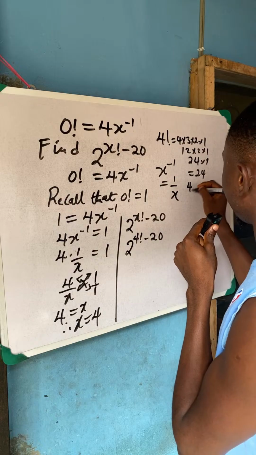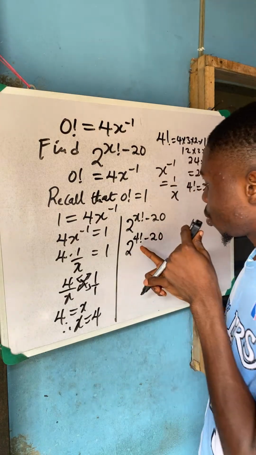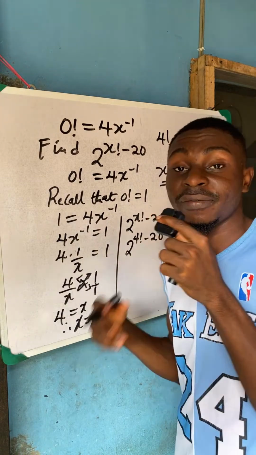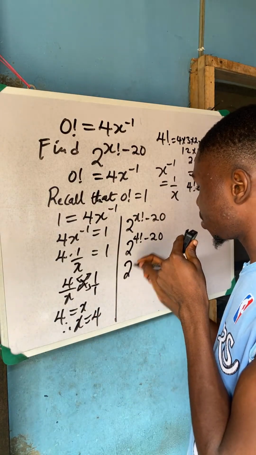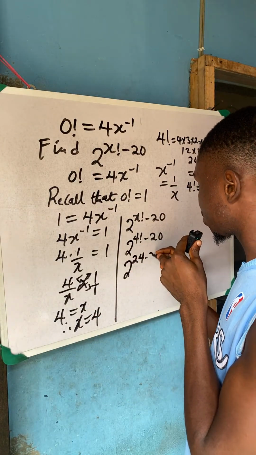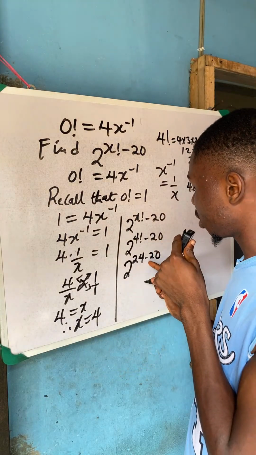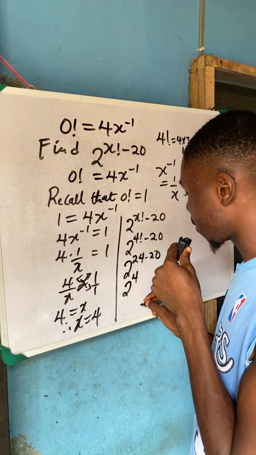So that means 4 factorial is equal to what? 24. We are going to replace 4 factorial with what? 24, because 4 factorial is equal to 24. So this expression becomes 2 to the power of 24 minus 20, right? 24 minus 20 will give you 4. So we have 2 to the power of 4.